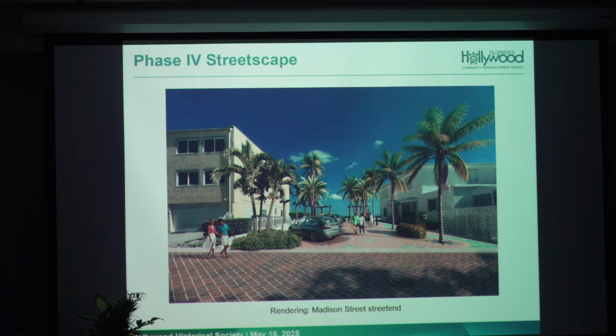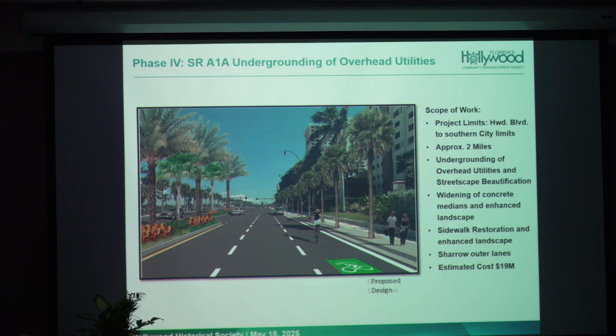So Surf Road's going to have that brick all the way up Surf Road? Surf Road already does. That was done with the Broadwalk. Surf Road, maybe south it doesn't. South it doesn't, but north it does. And then we have the A1A undergrounding of overhead utilities.